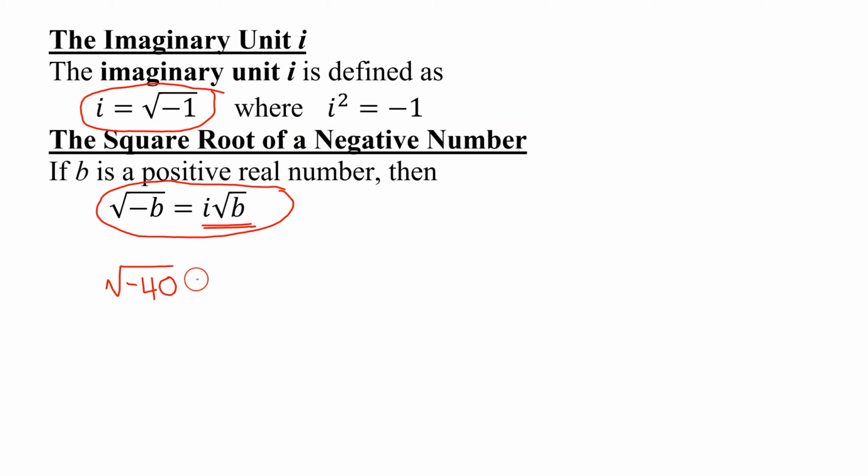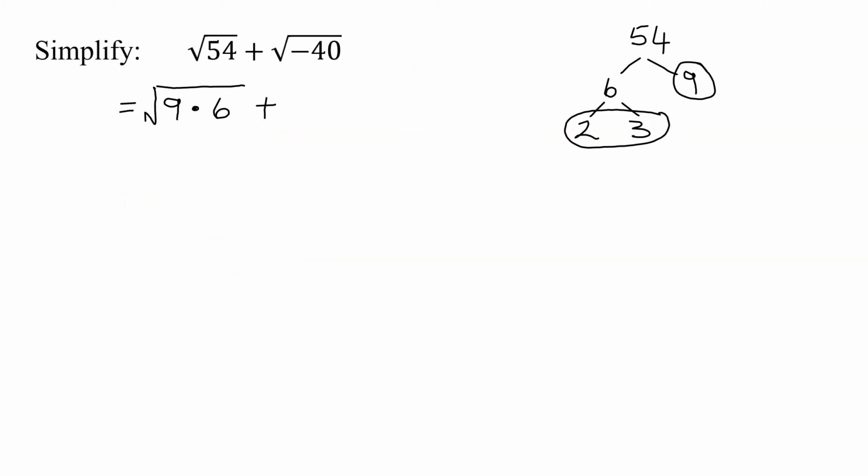The first thing we're going to do is write that as i times the square root of positive 40. So going back to my problem, here's my square root of negative 40, so we're going to write that as i times the square root of 40. So now, using the product rule of radicals, the square root of 9 times 6 can be written as the square root of 9 times the square root of 6, plus i times, now we've got to simplify the square root of 40.